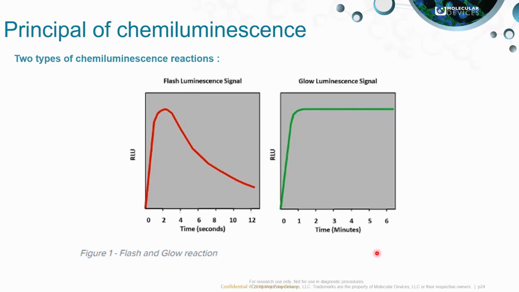There are two principal chemiluminescent reactions, which are shown here in the figure below. The graph on the left shows a flash reaction. It causes a flash of light. As you can see here in the graph in red, the reaction is extremely rapid, and it generally needs injectors as the time period is within seconds, shown below here on the x-axis. The graph on the right, shown here in green, is a glow reaction. As you can see, the RLU values increase slowly over a period of time, and they remain stable for usually minutes or hours.